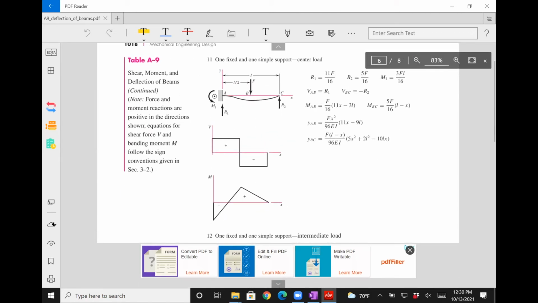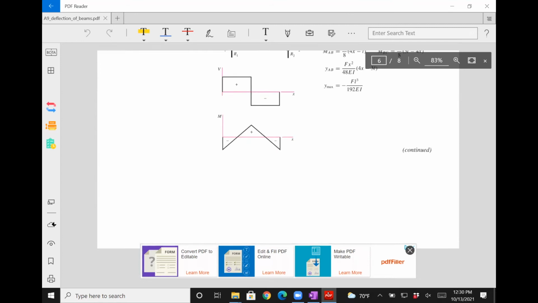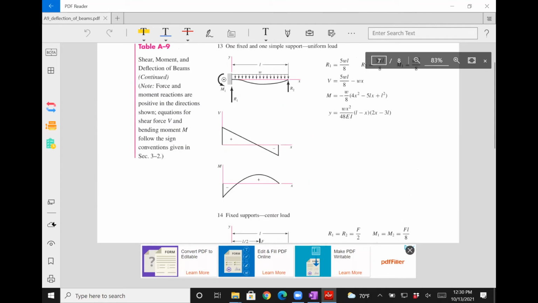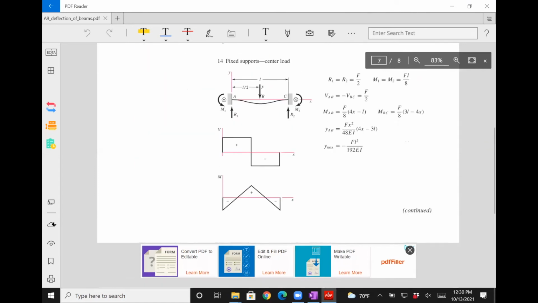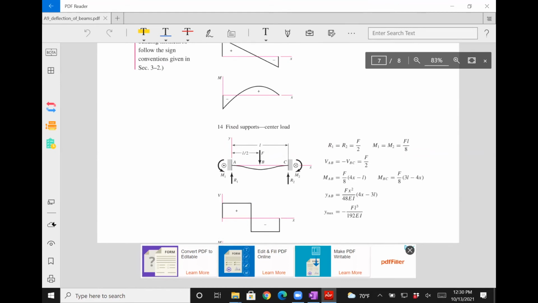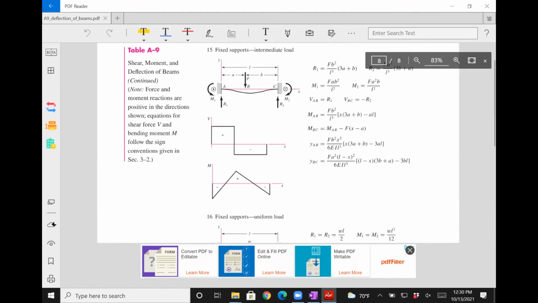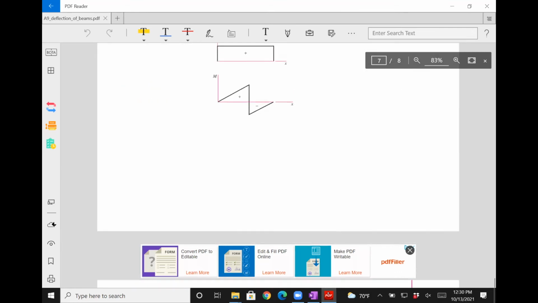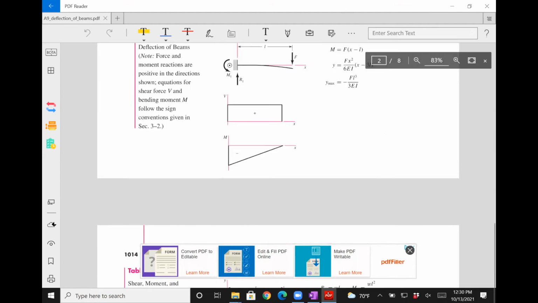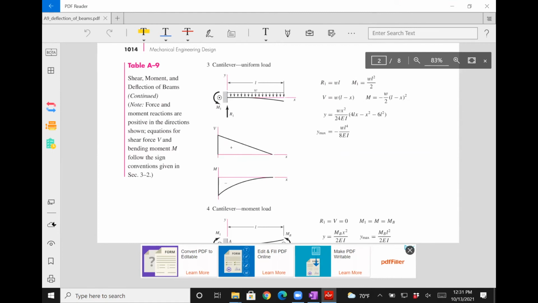1 fixed, 1 simple support. That doesn't satisfy us. 1 fixed and 1 simple support. Nope. Okay, so it doesn't look like there's any more cantilever only. So that's fixed supports on both sides. This is the last page. And then we have fixed supports on both sides, fixed supports and uniform. So there's pretty much only one case which relates to what we're doing here. This is number 3. Okay, so there's that case which you can potentially use.